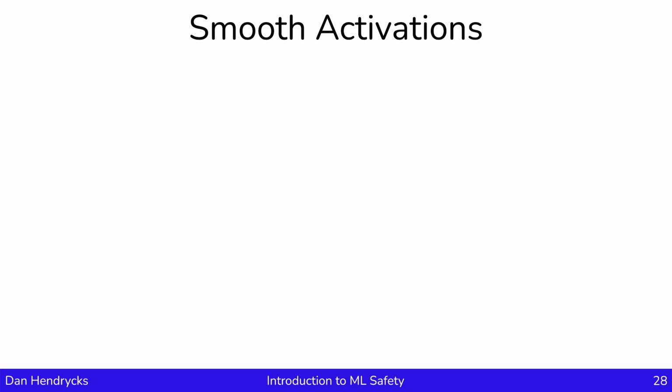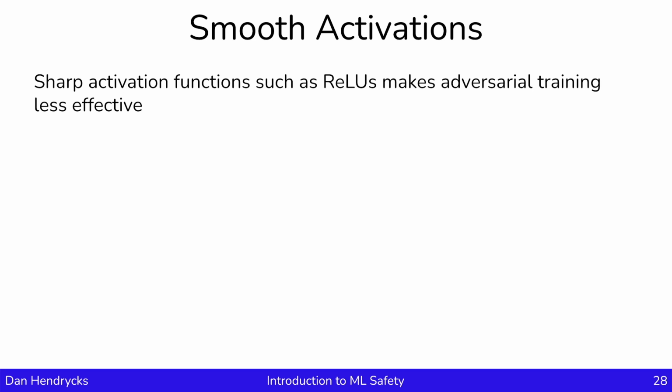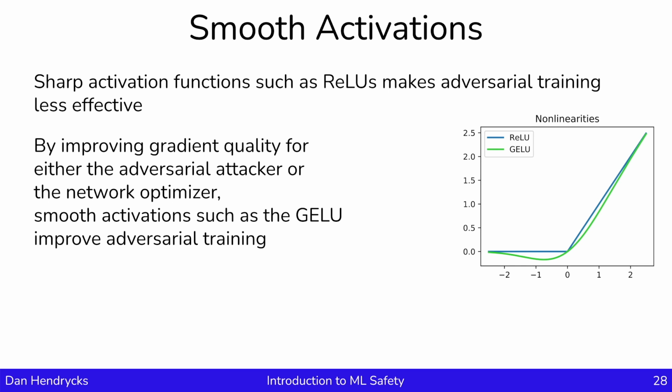Smooth activation functions can improve adversarial robustness. This is in contrast to sharp activation functions such as ReLUs, because they can make adversarial training less effective. By improving the gradient quality for either the adversarial attacker or the network optimizer, smooth activations such as the GELU can improve adversarial training. So what we can see on the right is the ReLU is sharp because at around 0, there's a discontinuity in the derivative. That's not a smooth function. Meanwhile, the GELU is a much smoother function.